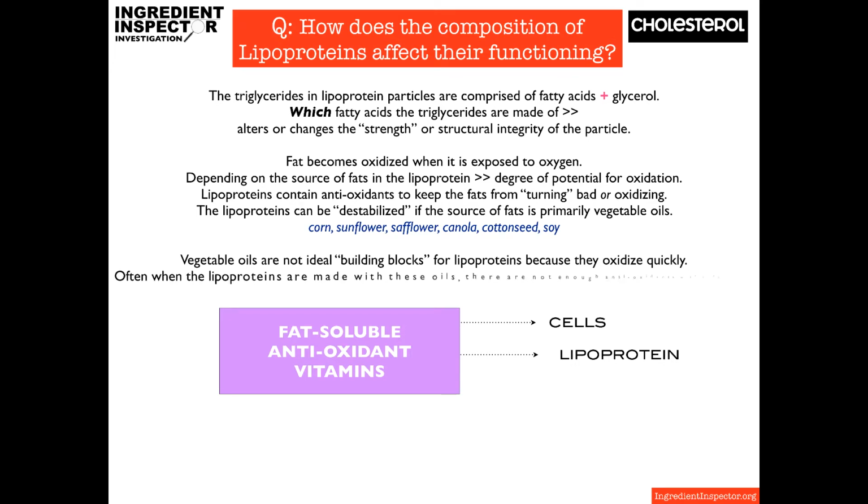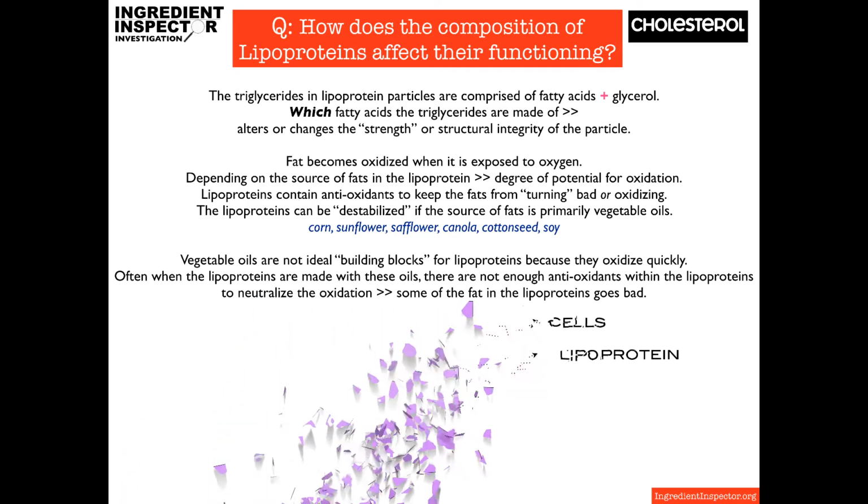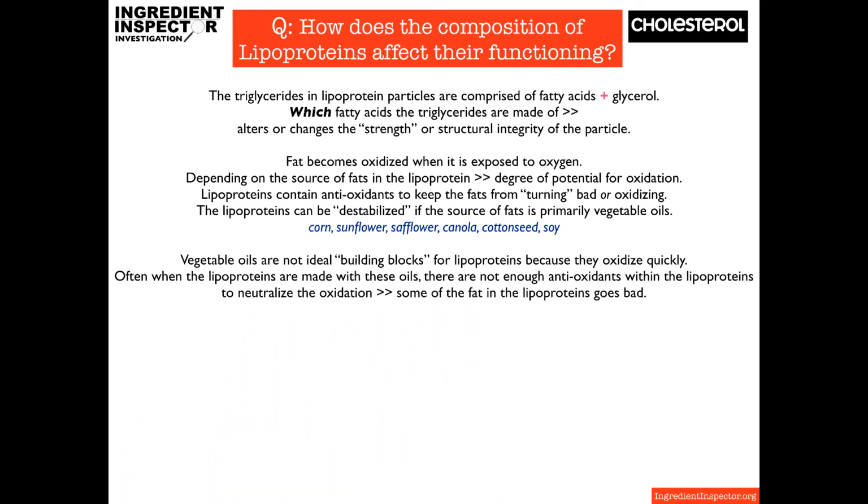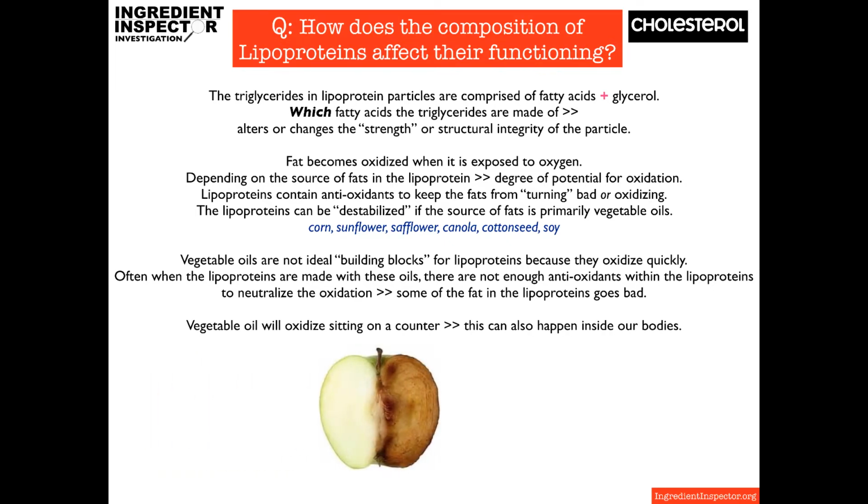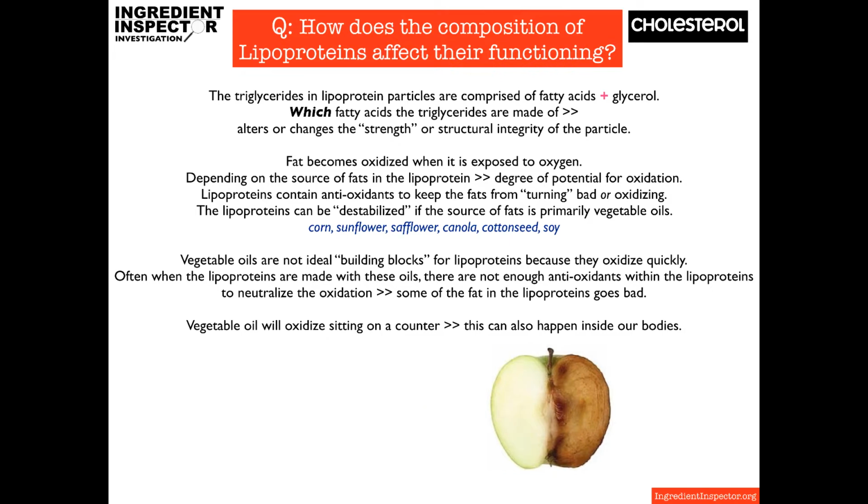Often when the lipoproteins are made with these oils, there are not enough antioxidants within the lipoproteins to neutralize the oxidation. Some of the fat in the lipoproteins goes bad. Vegetable oil will oxidize sitting on a counter, just like that apple, and this can also happen inside our bodies, but we cannot see it.